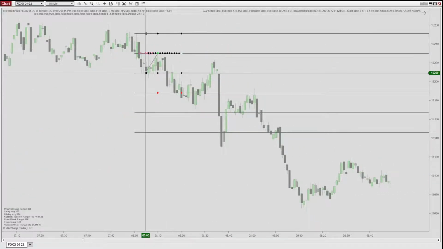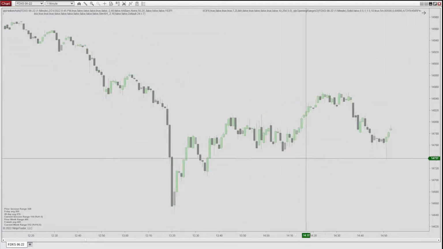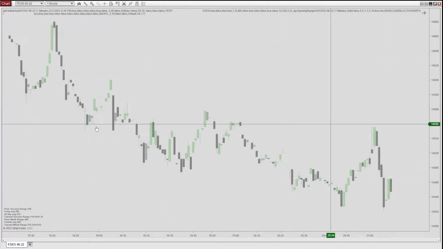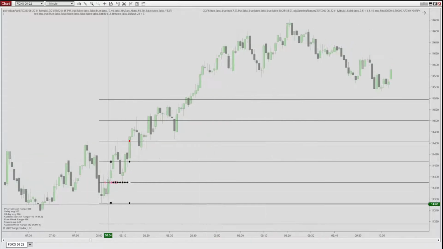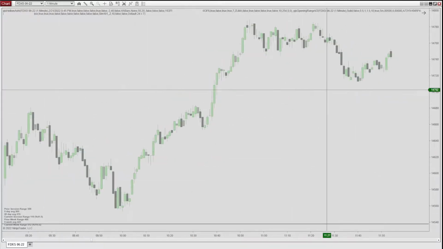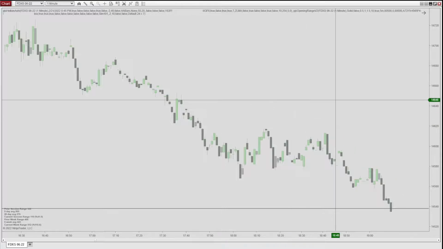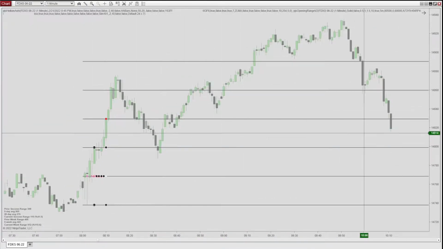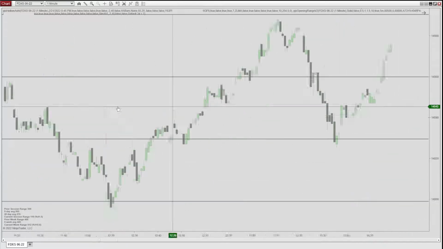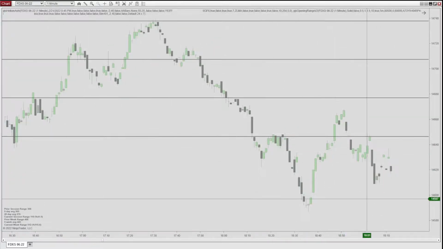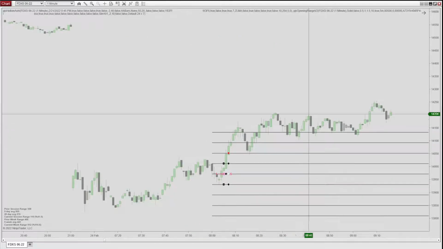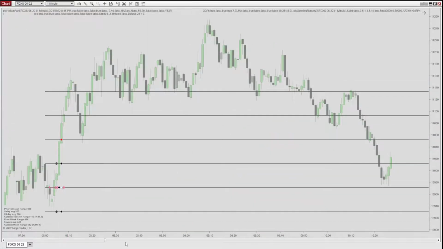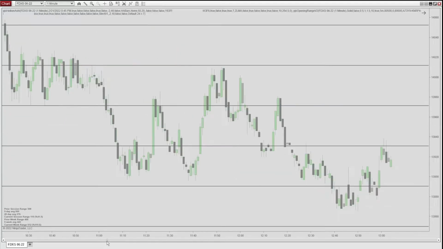Here, fade the bar at the close, hit our first target, stopped out on our second, unfortunately. Stopped out on this one. And we are off to a bad start. Stopped out on this one. I'm sure it looked a lot better than this when I was looking at it before. Stopped out on this one. What is going on?